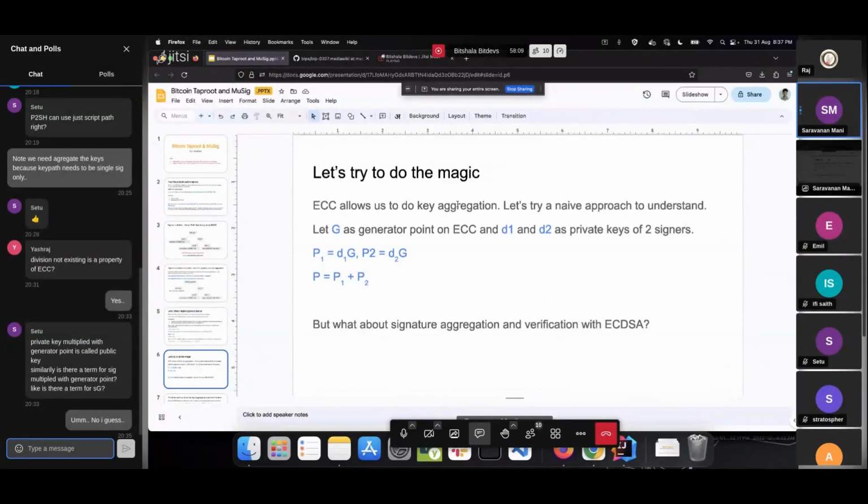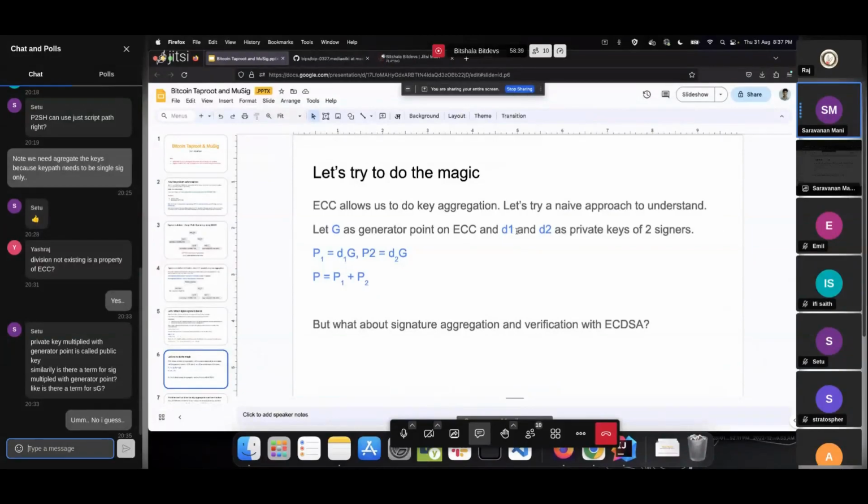We can talk about what we mean here if we have time during the Q&A. But this is the ECC that provides the multiplication but does not allow the division. With this understanding, let's do the same thing. As we've seen, DG is the operation to arrive at the public key, where D is the private key and G is the generator point, which everybody knows. Let's talk about two signers here: the user key and the BitGo key.